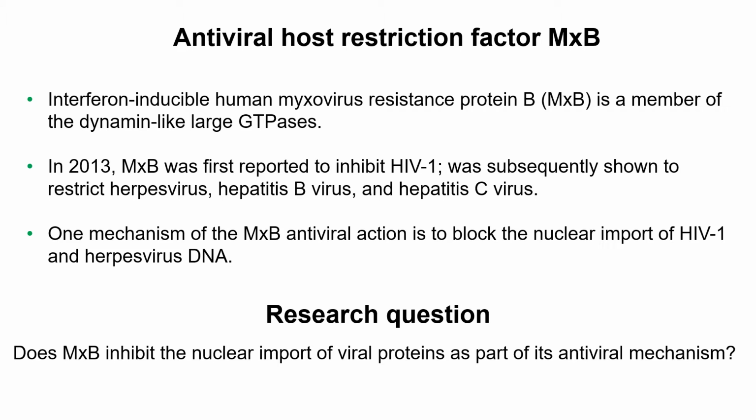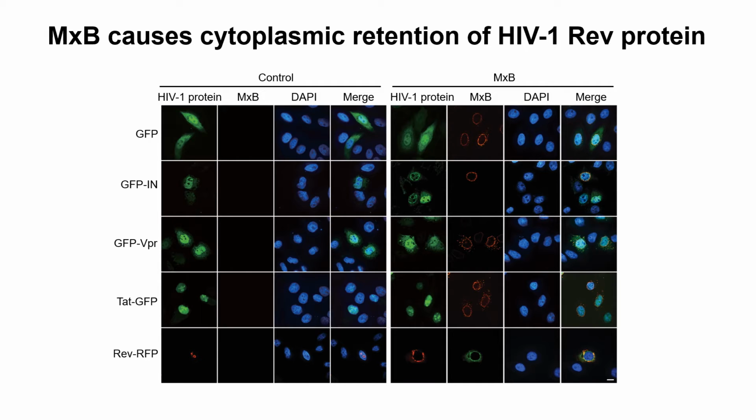One known mechanism is that MxB blocks the nuclear import of HIV-1 DNA and herpesvirus DNA. Since MxB blocks HIV-1 DNA nuclear import, we wondered if MxB can also inhibit the nuclear import of viral proteins as part of its antiviral mechanism. To test this hypothesis, we examined the effect of MxB on the subcellular localization of four HIV proteins, integrase, Vpr, Tat, and Rev, that are known to localize in the nucleus.